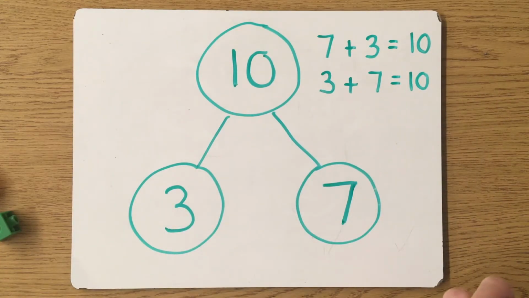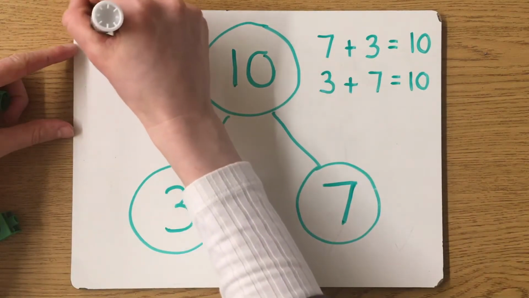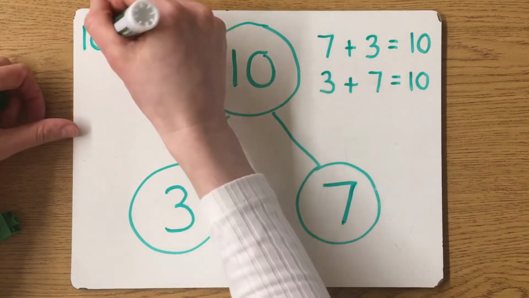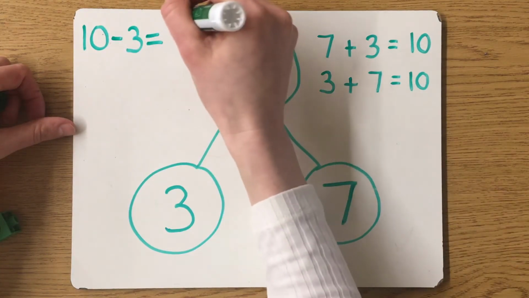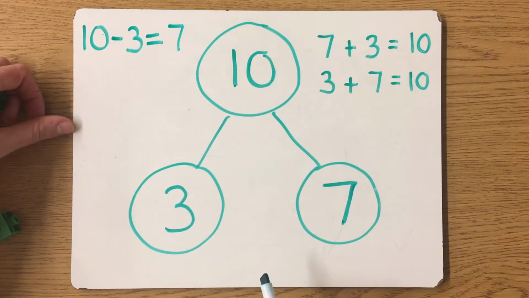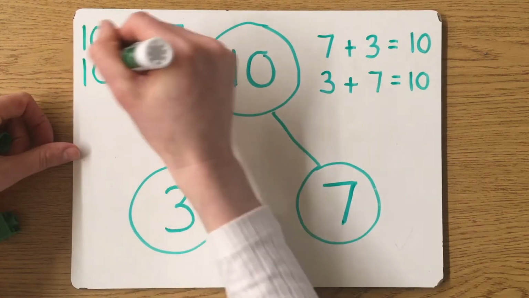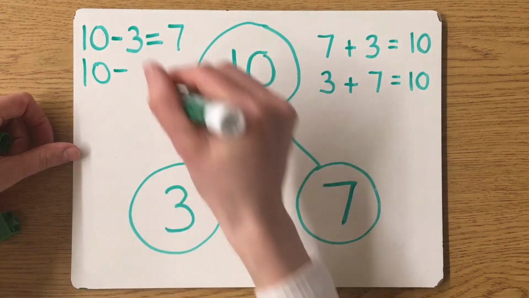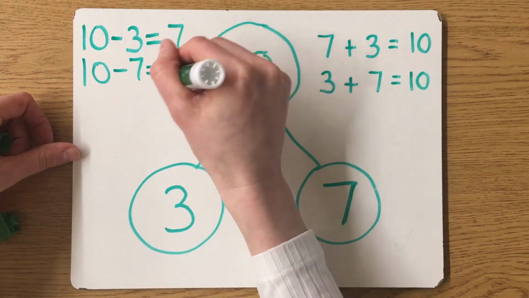We can use this number bond to create subtraction facts. Start with the whole group, take away one of the parts. Your answer will be the other part. Repeat. Whole group, take away one of the parts, equals the other part.